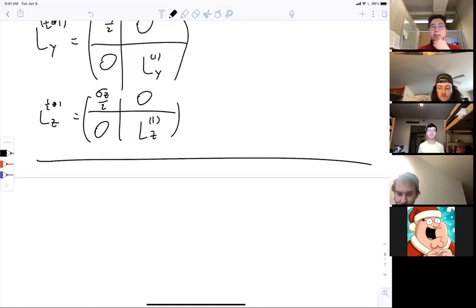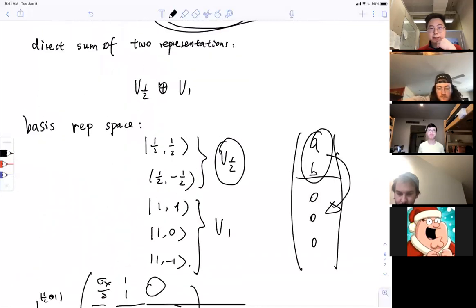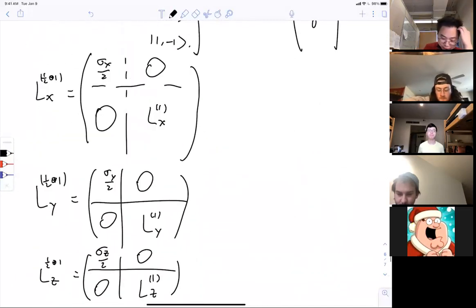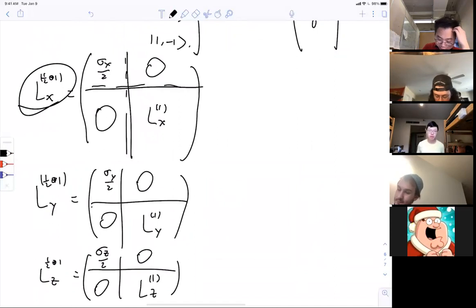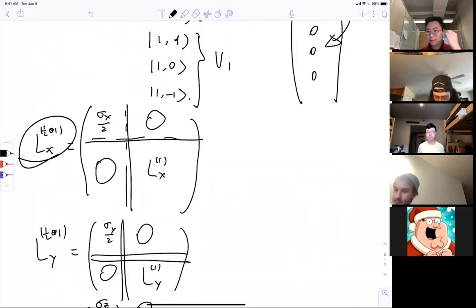Okay, so this is the direct sum. By the way, this representation obviously we call it reducible, completely reducible, because we can very easily separate it into two representations, right?